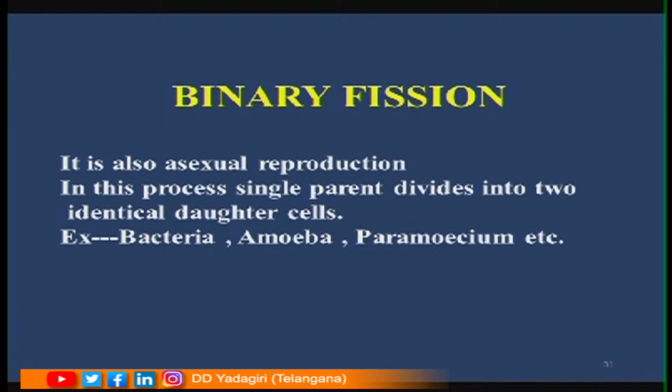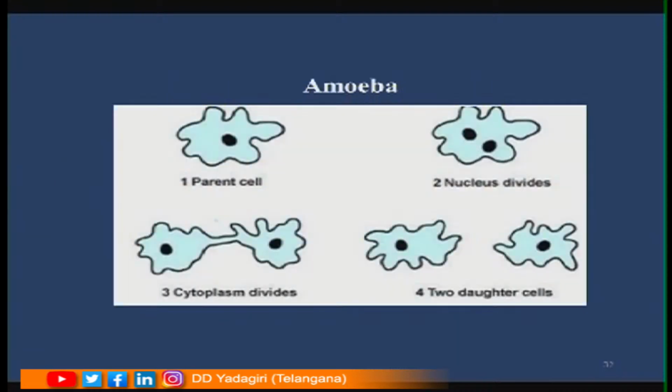So now here you see in amoeba how the process of binary fission takes place. You can see here a parent cell is present. Amoeba, here it is having a centrally located nucleus.